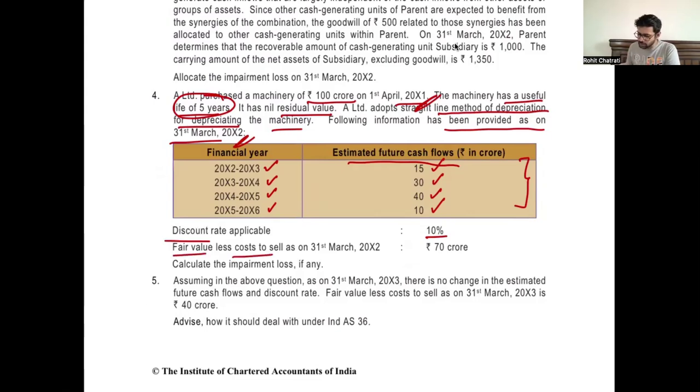Fair value less cost to sell on 31st of March 2012 is rupees 70 crores. All right, they've given FV less CTS is 70 crores. Calculate impairment loss if any. Basically, first, they've not given us the carrying amount. Second, they've not given us the value in use. Third, we are being asked to calculate impairment loss if any. Let's start by calculating the carrying amount first, all right? Because we don't have the carrying amount, let's actually start by calculating the carrying amount itself.